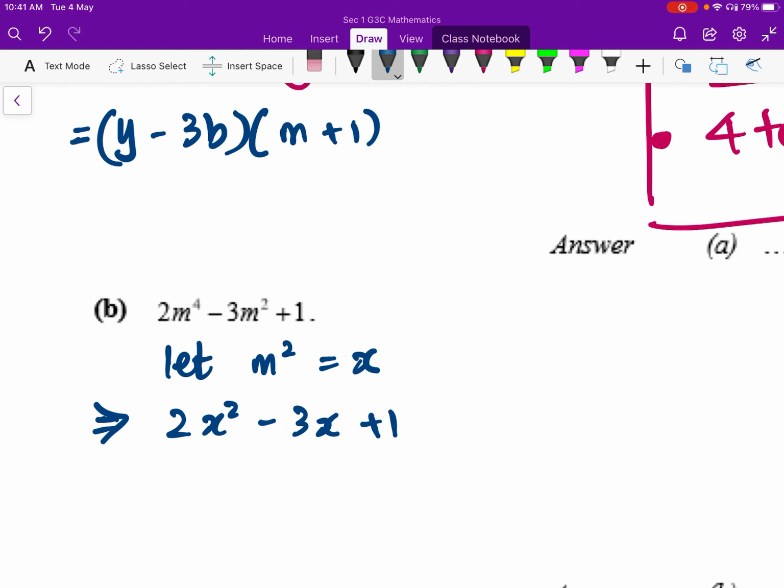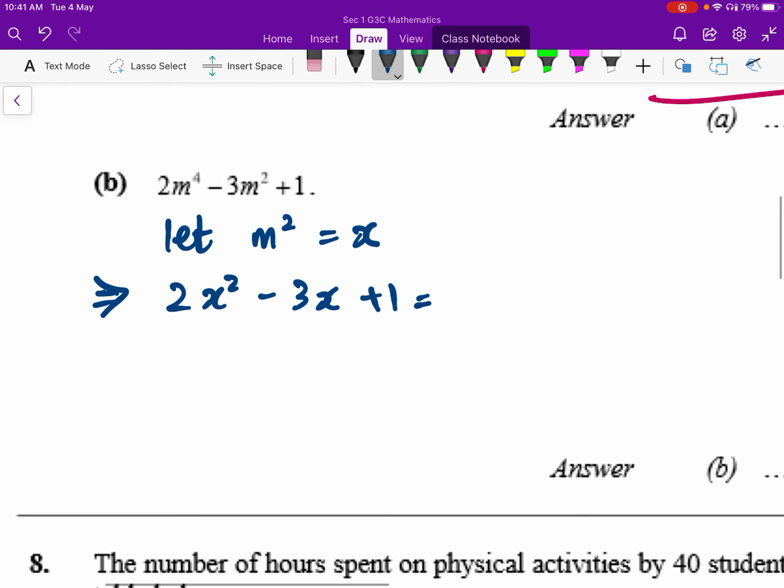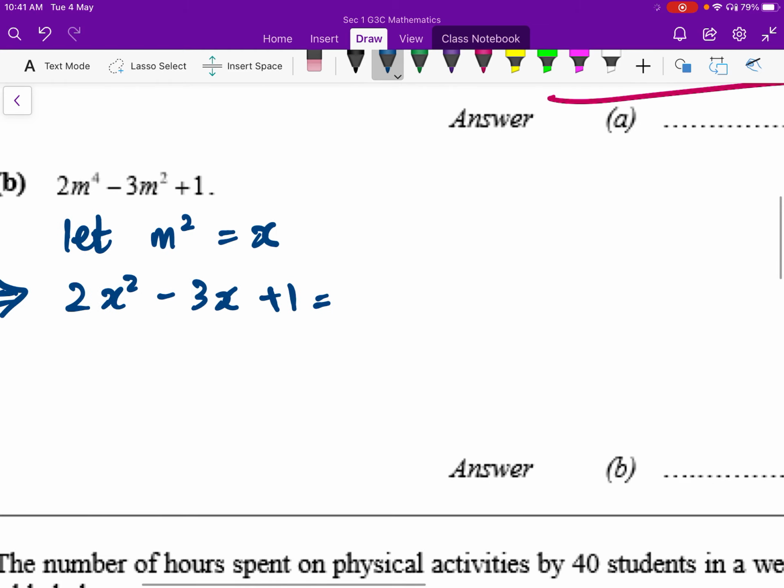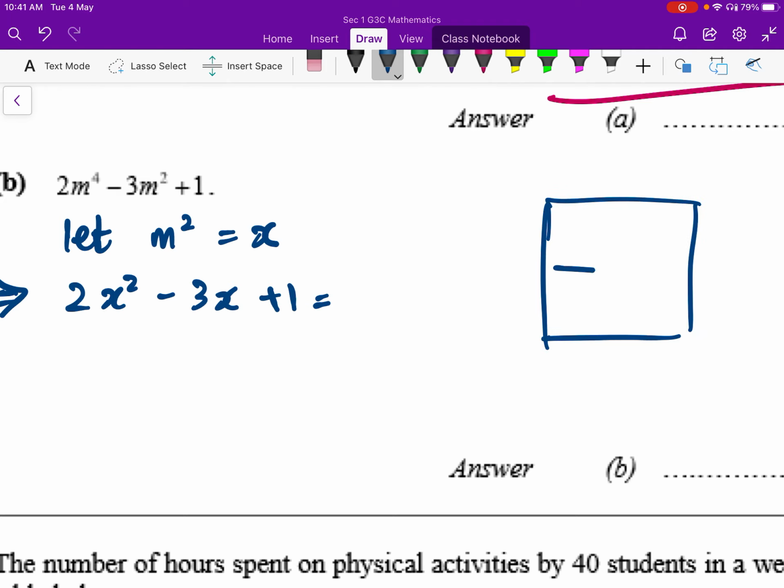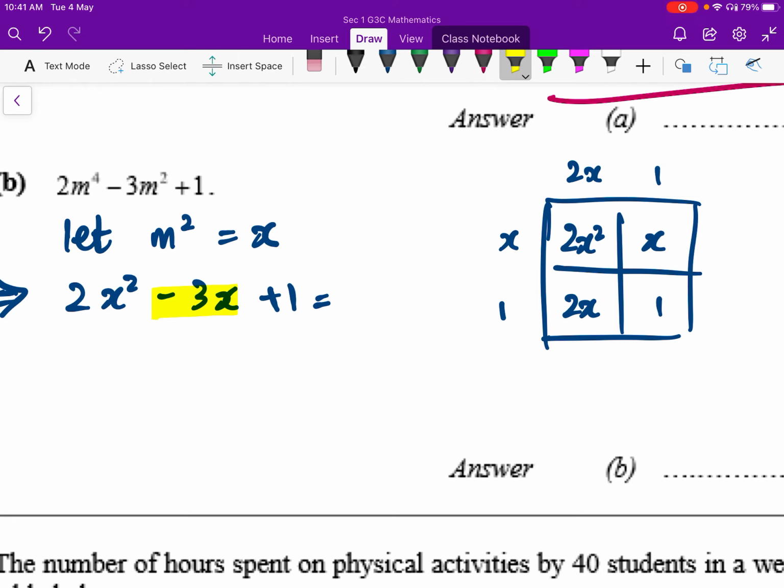Draw a box. So drawing the box, let me draw it over here. 2x squared again, 2x and x. I need a positive 1. If I need a positive 1, I'll put 1 over here to give me x and 2x. The question requires negative 3x. I only have positive 3x. I need negative. So what should I do?